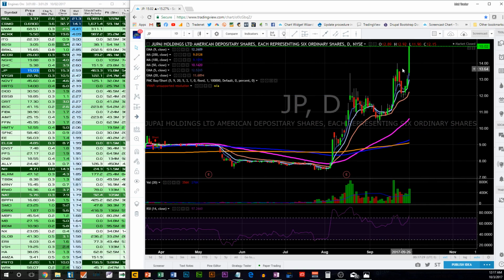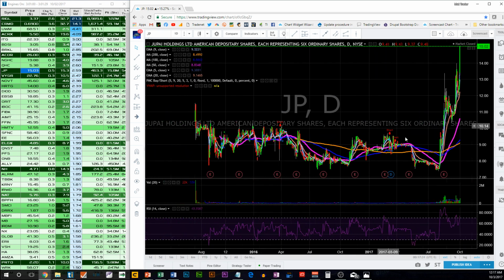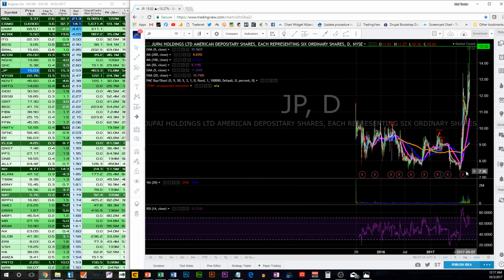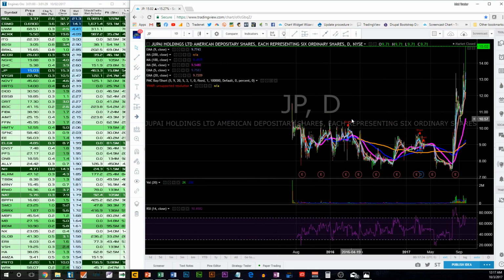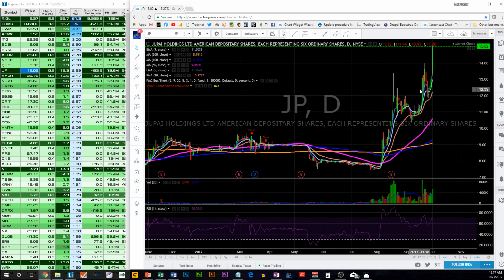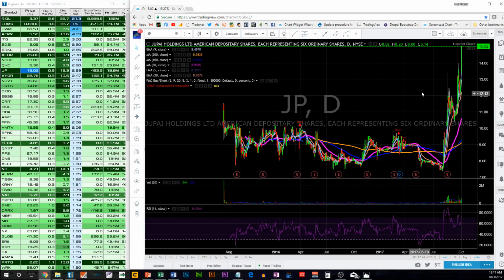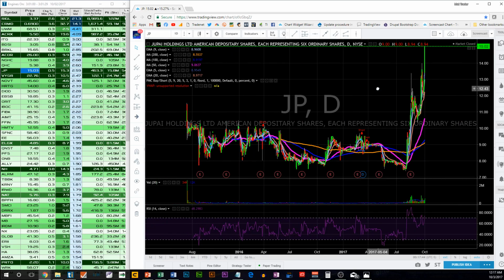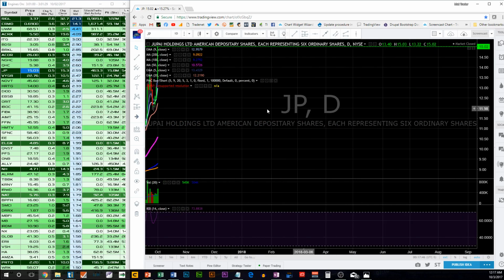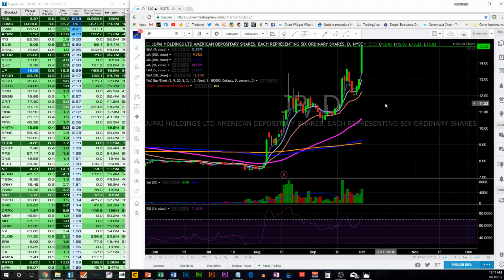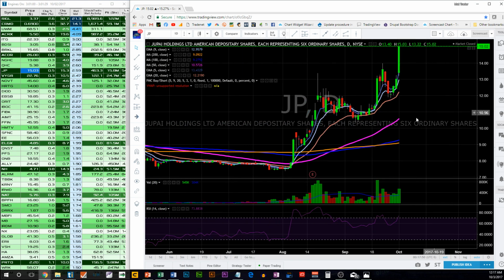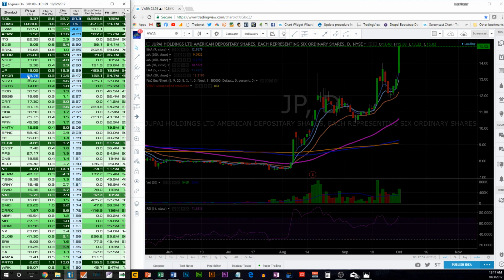JP looks beautiful. I have to go all the way back left to see. So obviously this is a new stock. This is an all-time high. It must have had an IPO around this time frame in August of last year, and it's making all new highs. So anyway, plenty of opportunities.